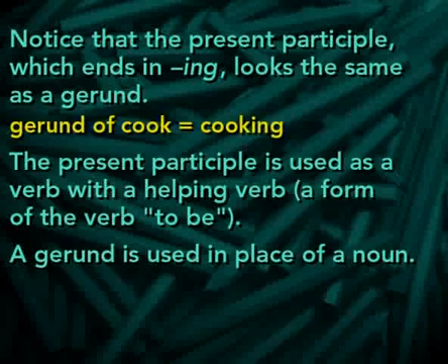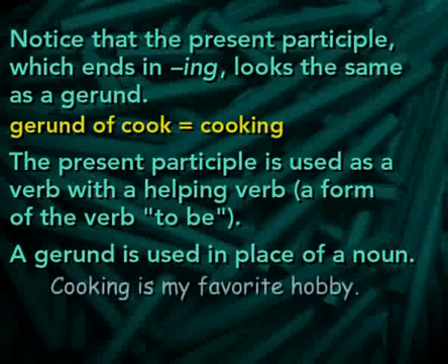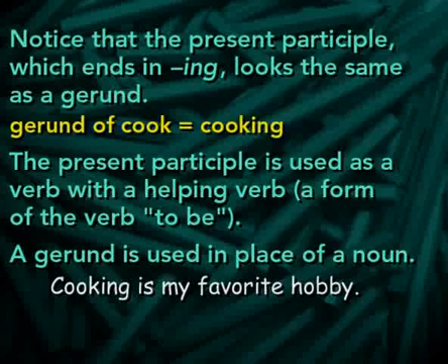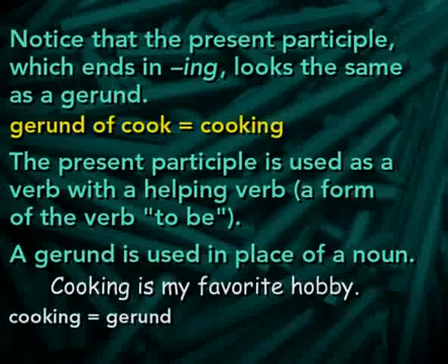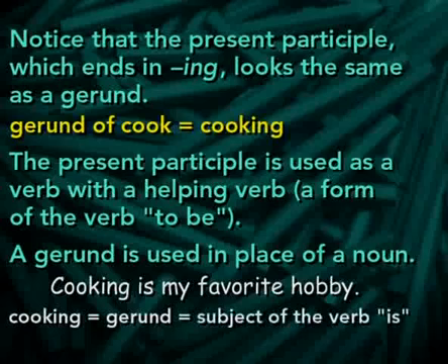Therefore, when you see an ing word being used as a noun in a sentence, that's really a gerund, not a present participle. So, for example, I might say, cooking is my favorite hobby. Here we have the word cooking, which looks the same as the present participle, both end in ing, but in this sentence, cooking is a gerund, because it's being used in the same way that a noun would be used. Cooking is the subject of the verb is. And remember, the subject of a verb would always be a noun or a pronoun. Since cooking is being used as a noun in that sentence, it's a gerund, not a present participle.